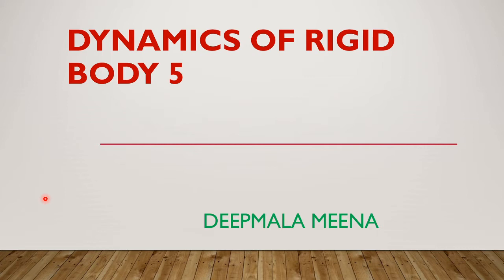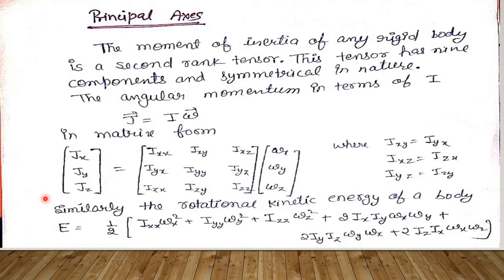This is our fifth lecture of this topic. In today's lecture, we will discuss the principal axis and also the precession of a spinning top. So let us start. First, we will discuss the principal axis.